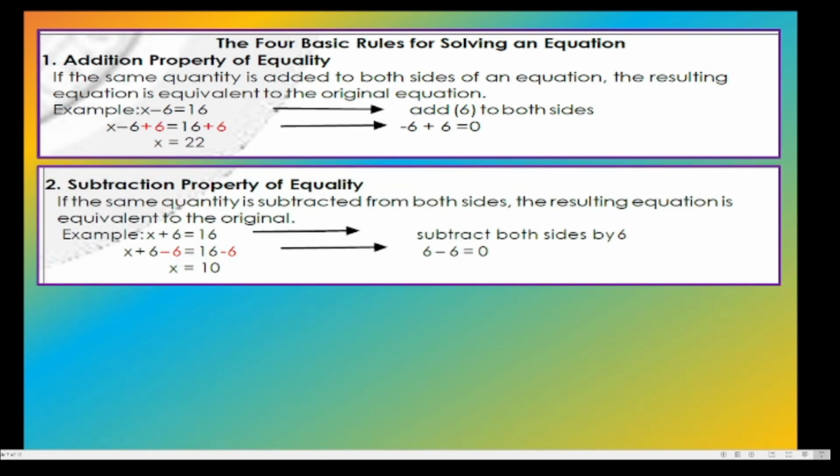Then in our subtraction property of equality, the same quantity is subtracted from both sides, and the resulting equation is equivalent to the original. Example: x plus 6 is equal to 16. We need to subtract 6 so that we can cancel the positive 6. So x plus 6 minus 6 equals x, we have remaining x. Then 16 minus 6, the answer is 10. And noted on the right side: subtract 6 from both sides. So 6 minus 6 is equal to 0.